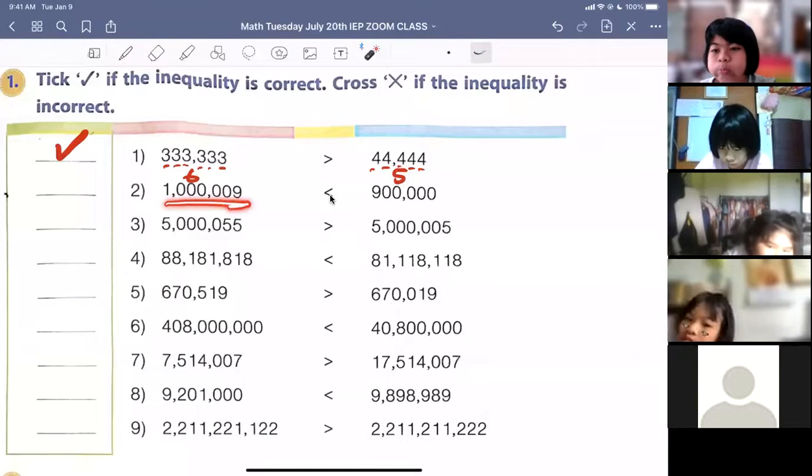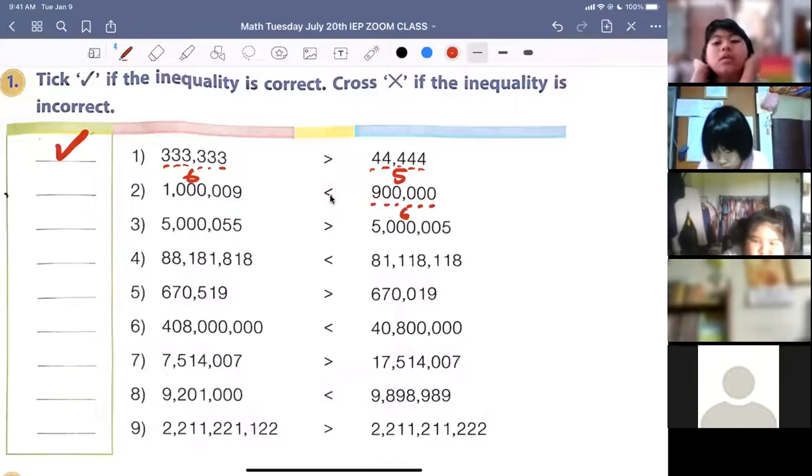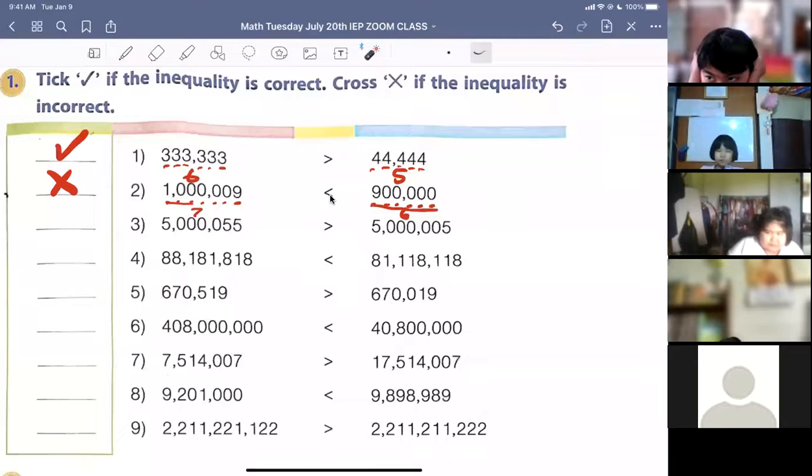Next one, we have 1,000,009 and 900,000. Let's count. Here we have 1, 2, 3, 4, 5, 6, only 6 places. Here we have 1, 2, 3, 4, 5, 6, 7, 7 places. So is 900,000 bigger than 1,000,009? No. So we're going to put an X.